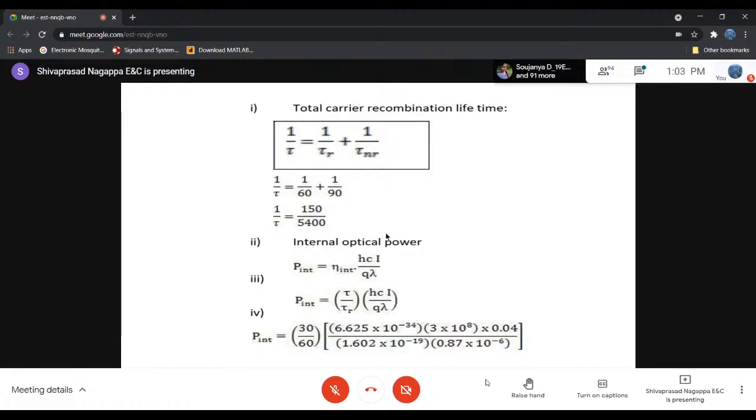The total carrier recombination time, or the bulk recombination time, is given by 1 by tau is equal to 1 by tau r, that is radiative, plus 1 by tau nr, that is non-radiative. So 1 by tau is equal to 1 by 60 nanoseconds plus 1 by 90 nanoseconds. If you substitute, what is the answer that you are going to get?